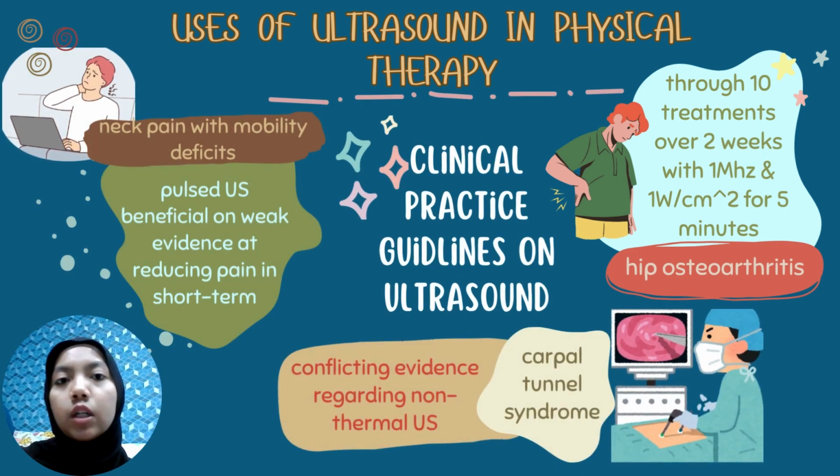These are a few of the conditions most commonly treated with ultrasound in clinical practice guidelines. First is neck pain with mobility deficits, where pulsed ultrasound is beneficial, based on weak evidence, at reducing pain in the short term but was inferior to mobilization. Second, carpal tunnel syndrome. Conflicting evidence exists regarding non-thermal ultrasound. Thermal ultrasound was found to be not beneficial based on weak evidence. Lastly, hip osteoarthritis. Through 10 treatments over 2 weeks with 1 MHz and 1 watt per cm squared for 5 minutes, ultrasound was shown to be beneficial based on moderate evidence when used in addition to exercise and hot packs.